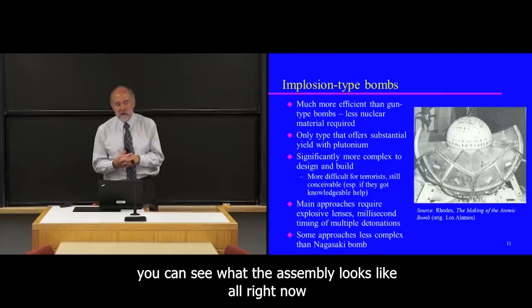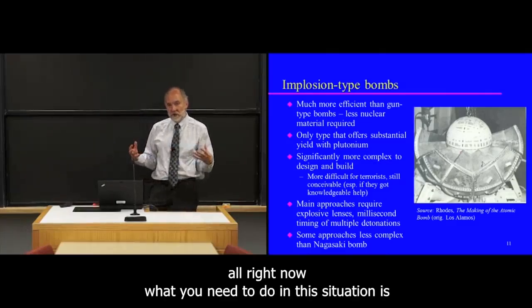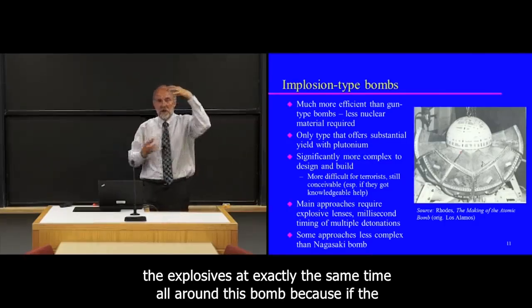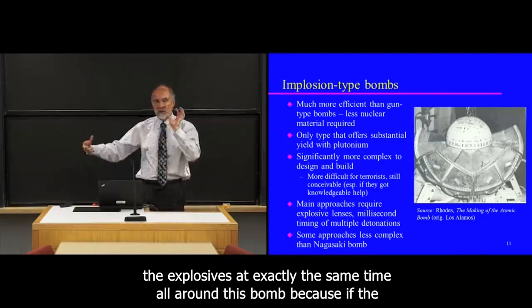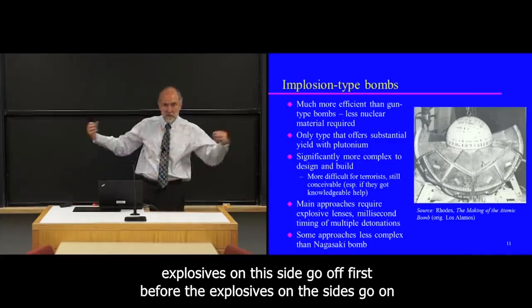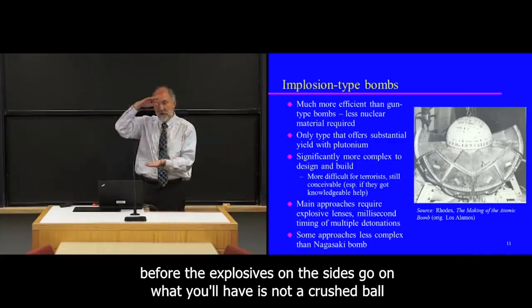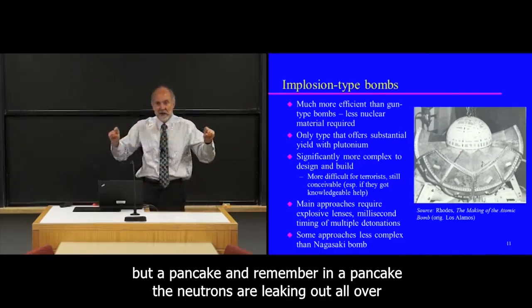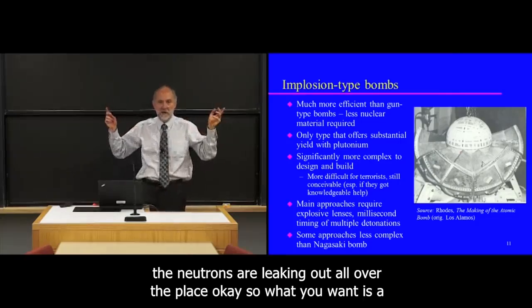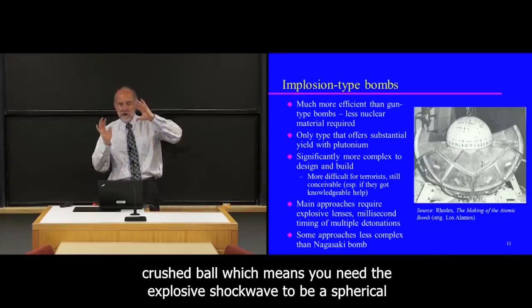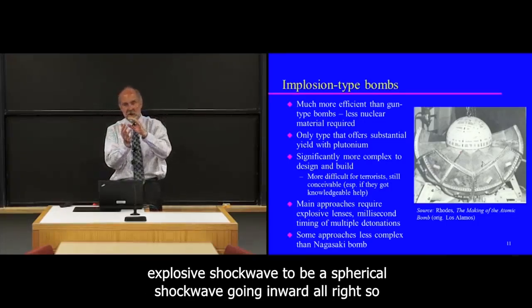All right? Now, what you need to do in this situation is you need to detonate the explosives at exactly the same time all around this bomb, because if the explosives on this side go off first, before the explosives on the sides go off, what you'll have is not a crushed ball, but a pancake. And remember, in a pancake, the neutrons are leaking out all over the place. Okay? So what you want is a crushed ball, which means you need the explosive shock wave to be a spherical shock wave going inward.